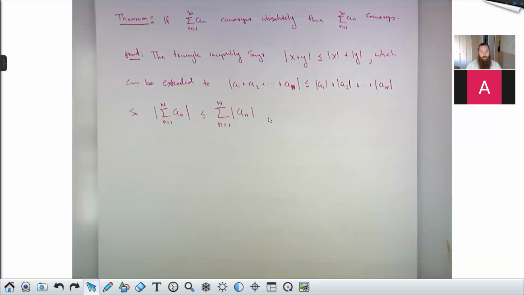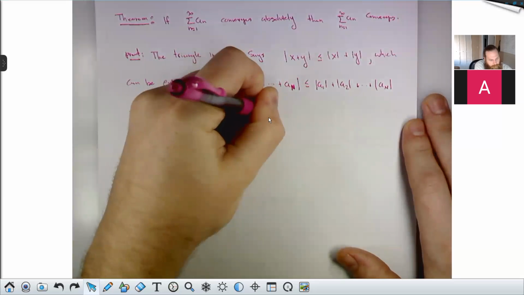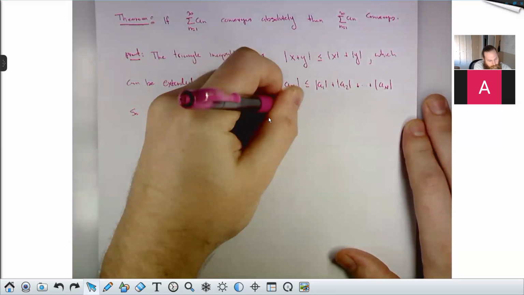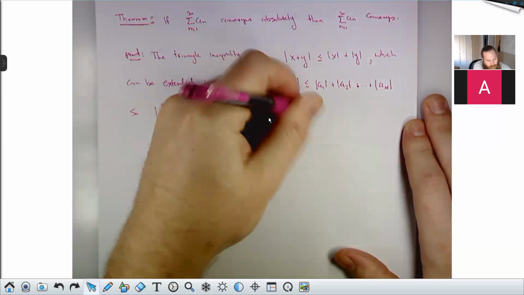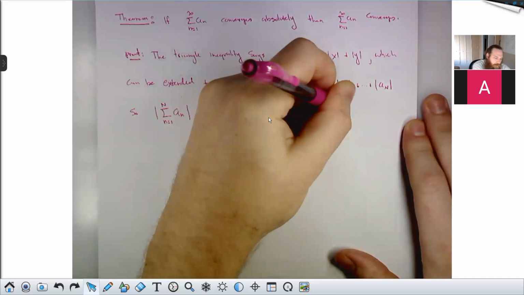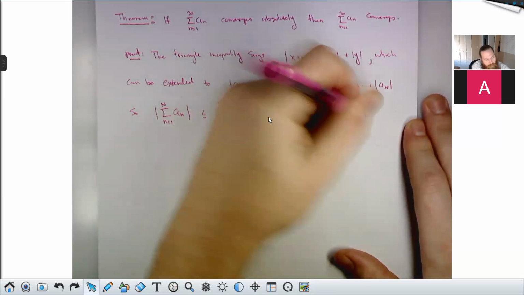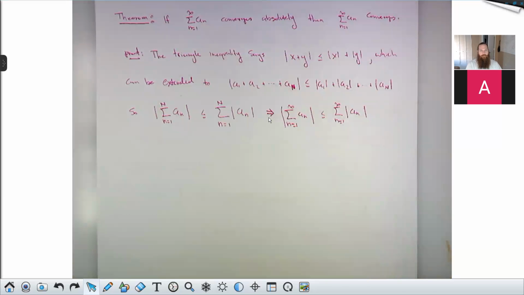But what is true is this inequality. And sending n to infinity, we get this. So if the object on the right here is finite, that is the series sigma an converges absolutely, then the object on the left is finite.